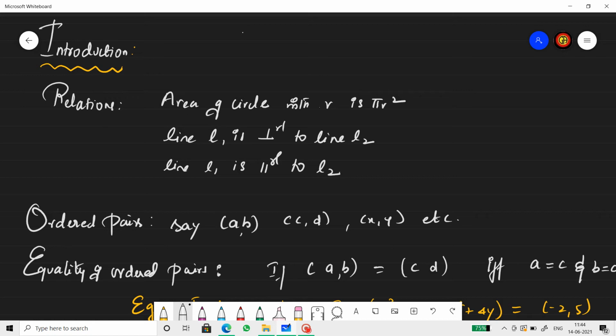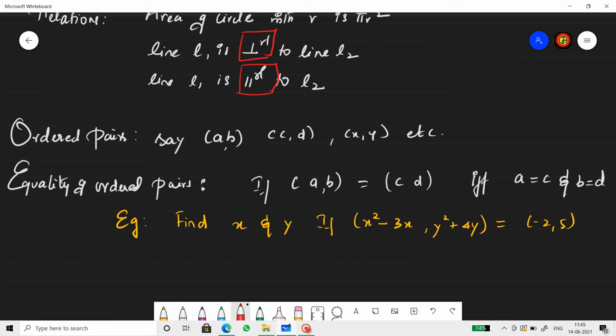Area of the circle with radius r is pi r square. So area is related to radius. As radius changes, area changes. Line L1 is perpendicular to line L2. So the relationship is perpendicularity of two lines. The relationship here is perpendicularity. Line L1 is parallel to line L2. So here the relationship it's parallel. So two things connected by a relation.